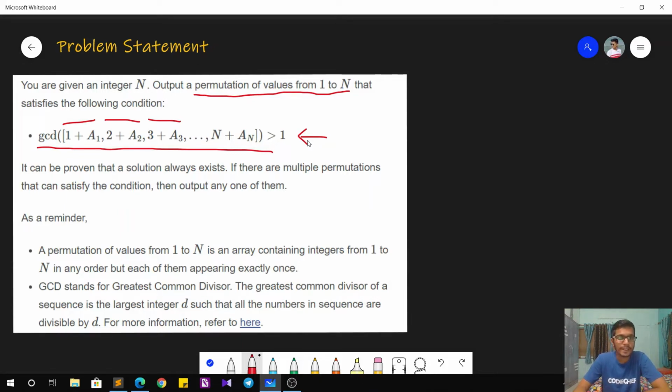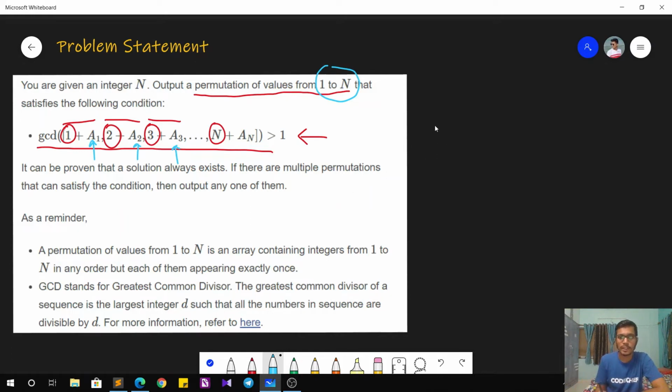Why parity? Because the numbers added to the elements are 1, 2, 3, 4, and so on up to n. And also the permutation numbers a1, a2, a3 are supposed to be from 1 to n. So if two same numbers are added to each other, then definitely they form an even number.